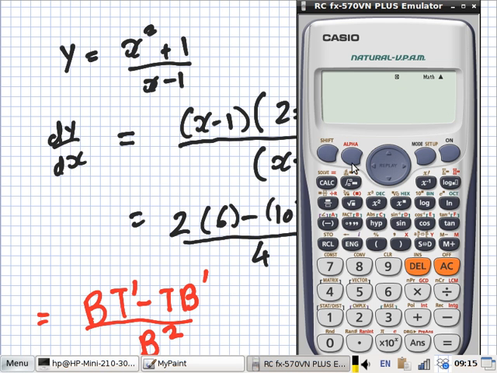Watch. Shift this button. Put x is 3. And then type the question in here. Fraction. No, not double fraction. Alpha x squared plus 1. And then alpha x minus 1. So, I don't think this one has it.